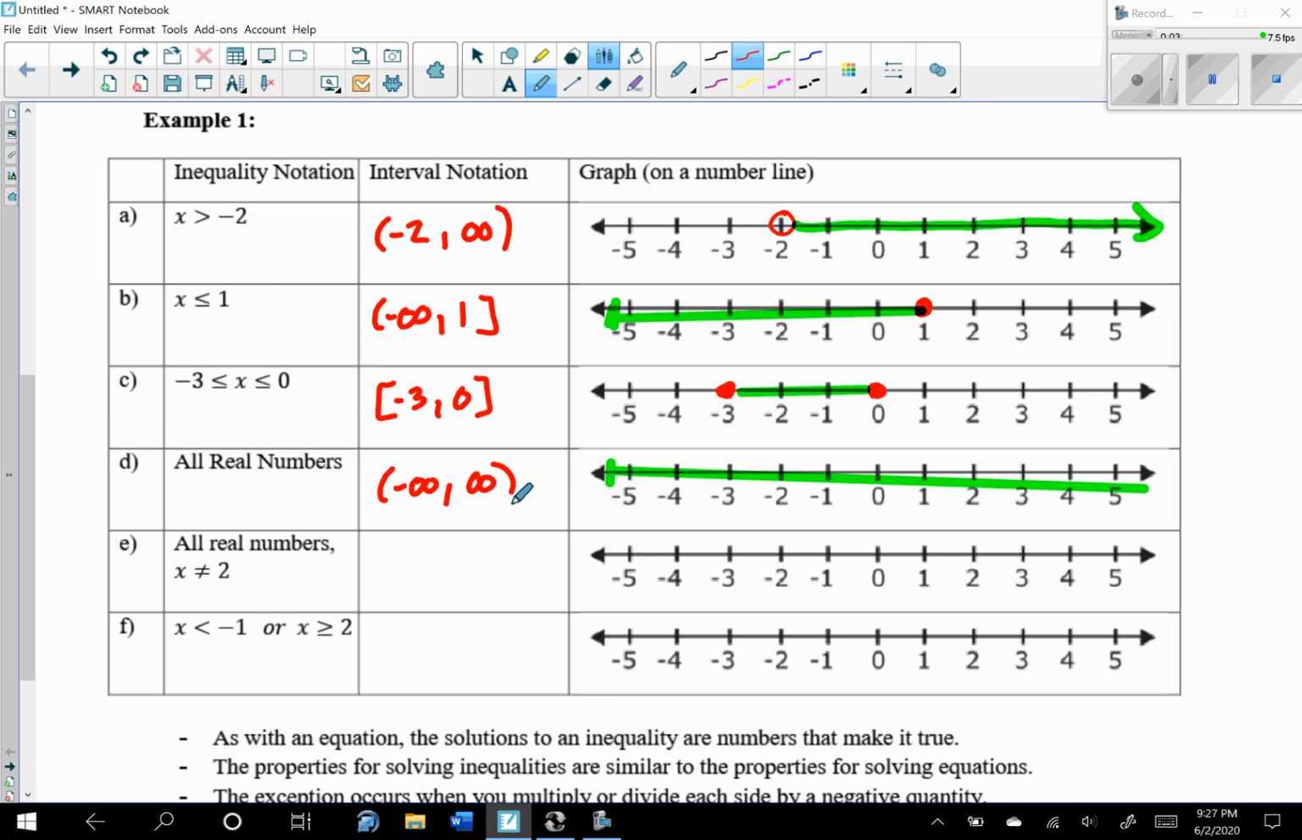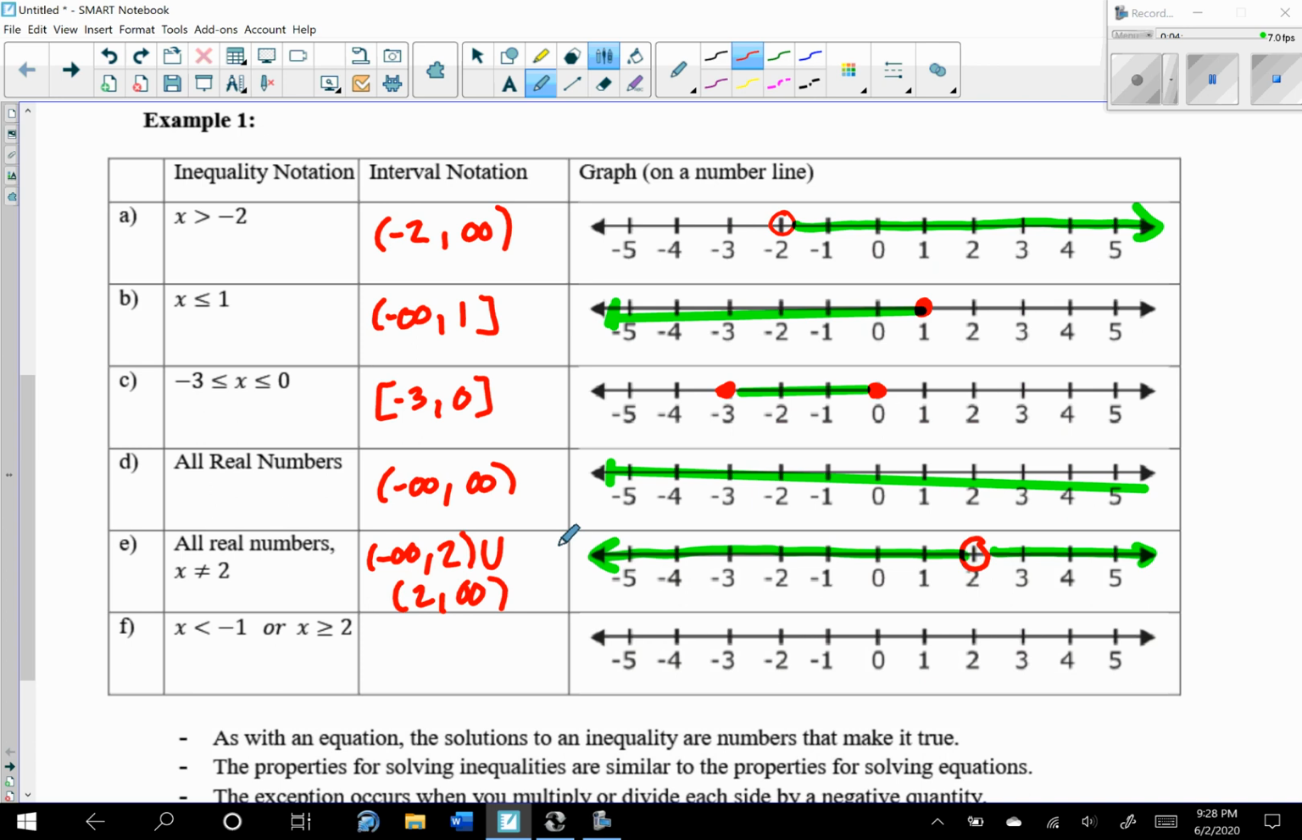For the next one, we have all real numbers x not equal to 2. So all real numbers not equal to 2 means that at 2 we're going to have an open circle, and everything else would be shaded on my number line. So going that way and going this way. And then for the interval notation, parentheses -infinity, comma, 2, parentheses, union, parentheses 2 to infinity, parentheses.